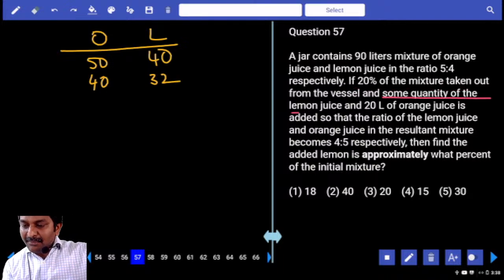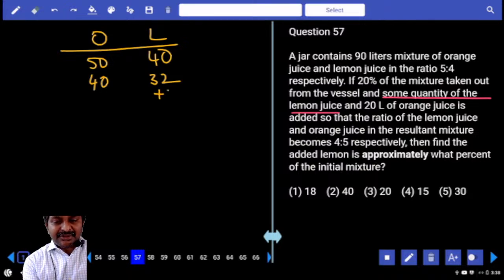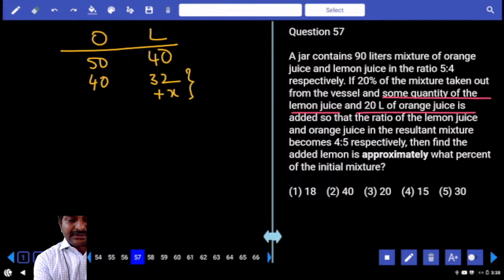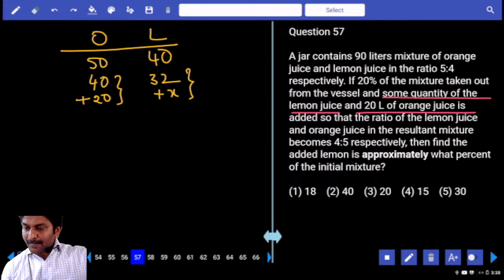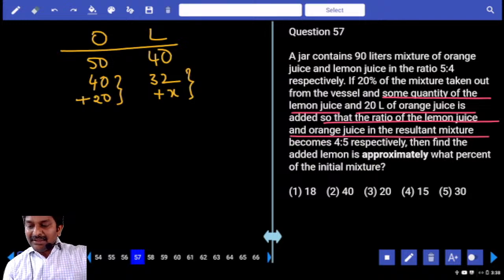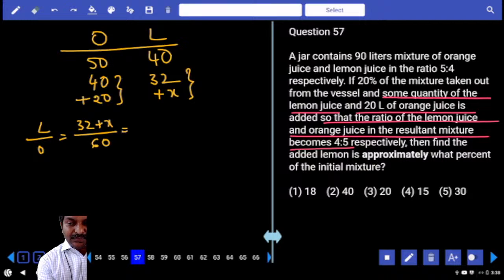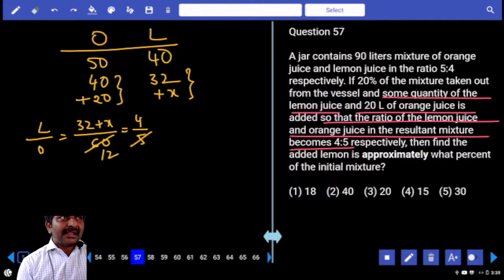Some quantity of lemon juice, which is x, and 20 liters of orange juice is added. So that the ratio of lemon and orange in the resulting mixture becomes 4:5. Lemon to orange ratio. This is 32 plus x divided by orange 60, which is equal to 4 by 5. 12 times, 12 into 4, 48. X is equal to 16.